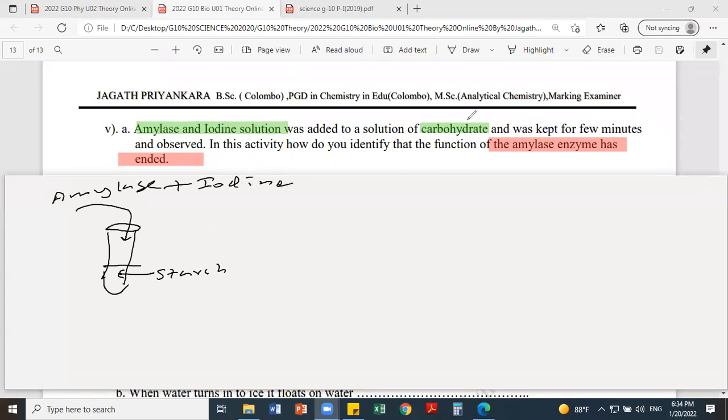What is the color here? Brown? Why brown? Sorry, dark blue. You get the dark blue color here. Why dark blue? Or the purple? Blue-black color or purple? Right? So dark blue or blue-black color.